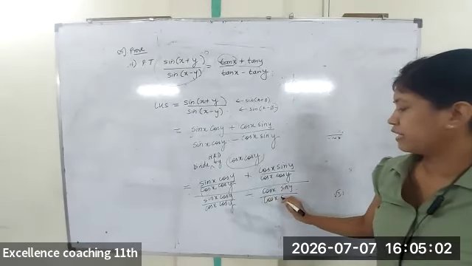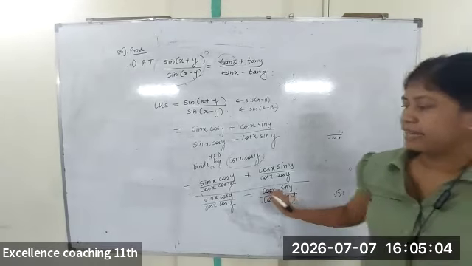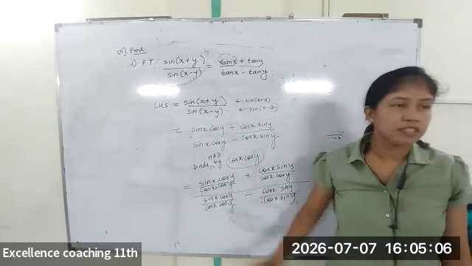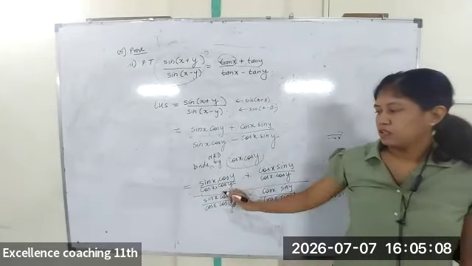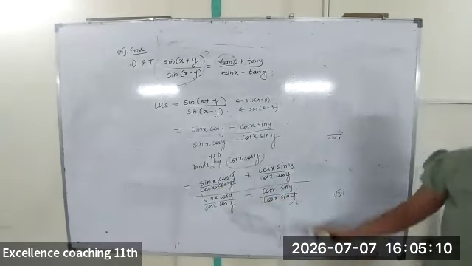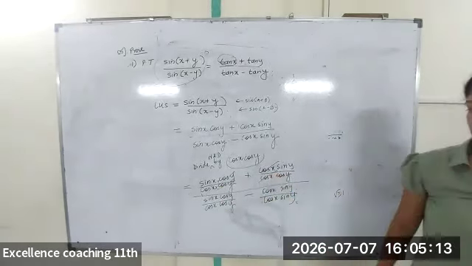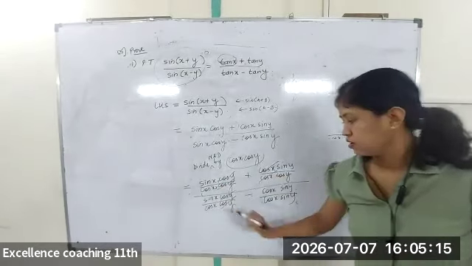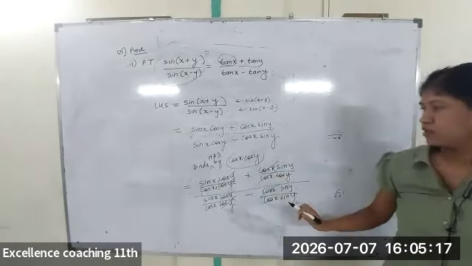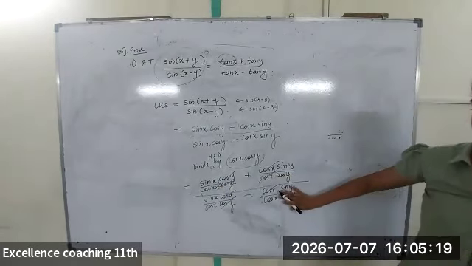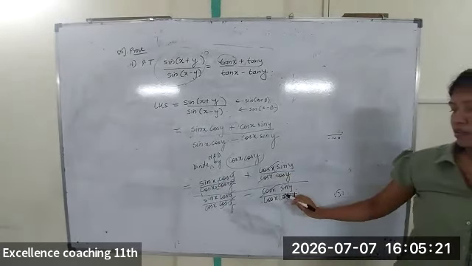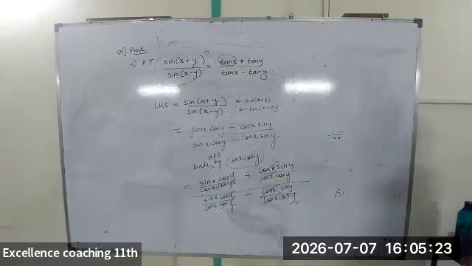Now cancel whatever is getting cancelled. Here I can cancel y because there is a multiplication sign between them. So cos will cancel here. And now write the answer. So I got the answer now.